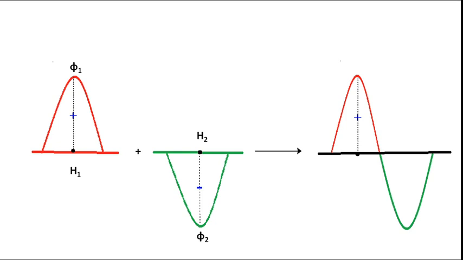We have the plus sign for one and the minus sign for the other. These are for the two hydrogens H1 and H2, and the resultant is known as phi1 minus phi2, and this is called destructive interference. So when we have two wave functions with opposite signs, plus and minus, it is called destructive interference. In this way we have constructive interference for the same sign and destructive interference for the opposite sign.